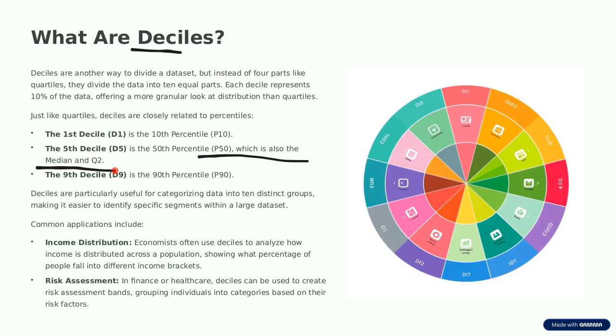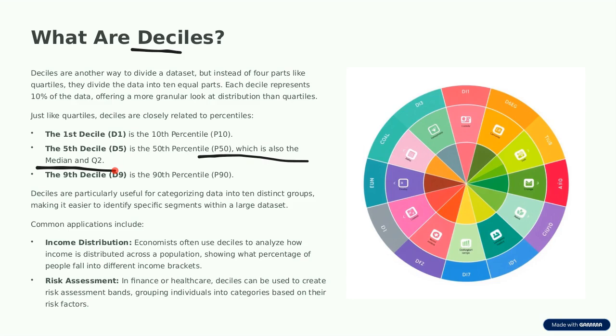So the first decile will be the 10th percentile. Now the second, like that, the 20th percentile, the third, the 30th, the fourth, the 40th, the fifth decile will be the 50th percentile. Don't forget, 100 data points in all.